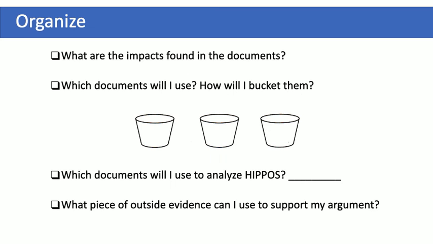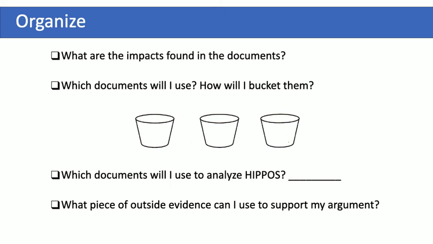So when I've looked at my documents in a DBQ, I would ask myself, what are the impacts that are found in the documents, right? I'm supposed to compare the economic and political crises' impact on these empires. So I would make a quick little list. And then which documents will I use? I will put them in buckets. I will choose out of the 10, 6 documents to use. Which documents will I use to analyze HIPPOS? I would make a little list.